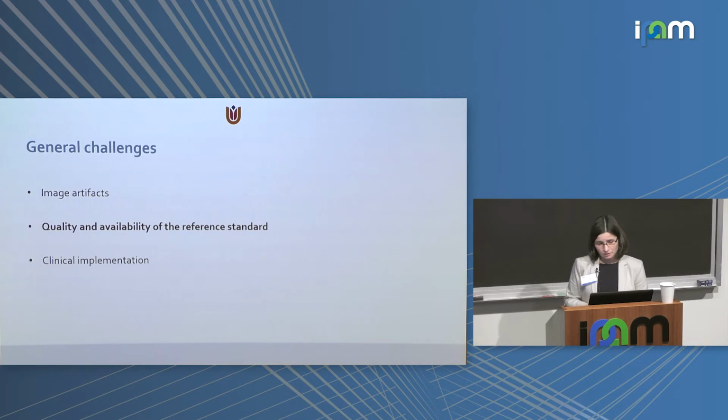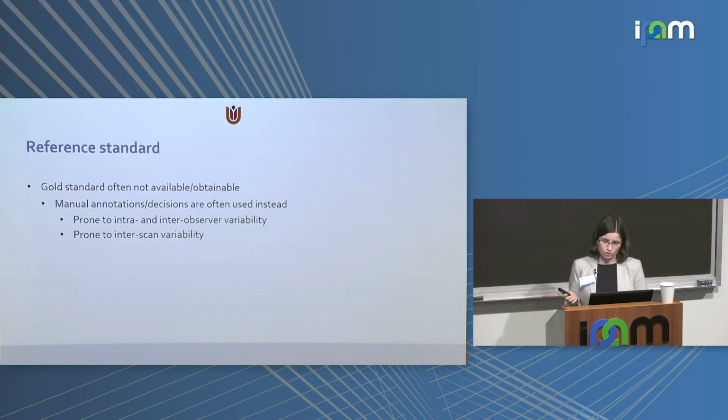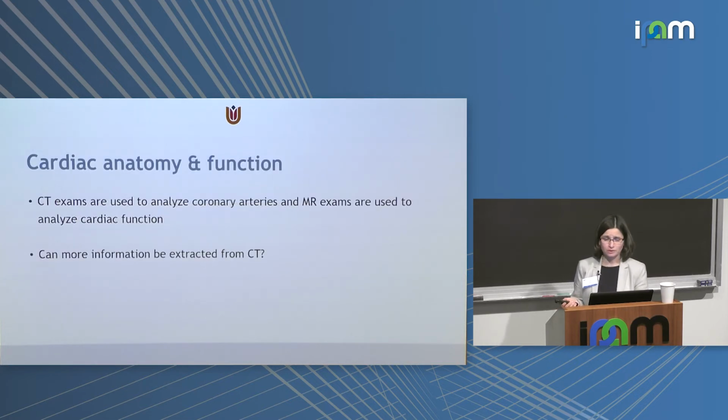Then the second problem is availability and the quality of the reference standard. So for calcium scoring, we definitely don't have any reference standard and manual annotations. But what I actually want to show is a different example. And this is when the reference standard is not obtainable, and we use manual annotations that are also prone to intra and inter-observer variability, and also to interscan variability.